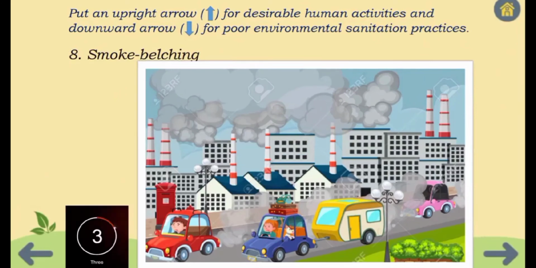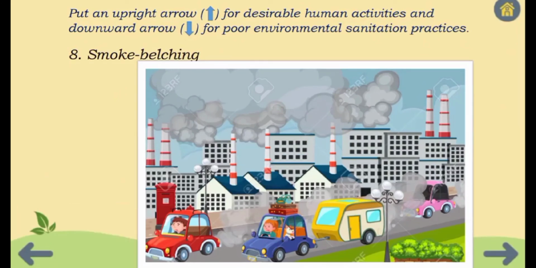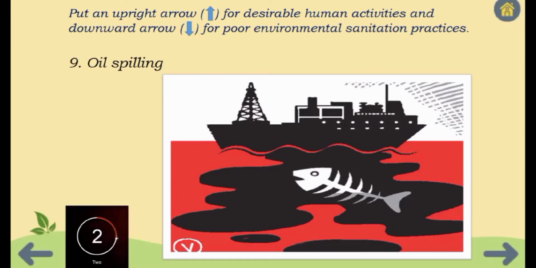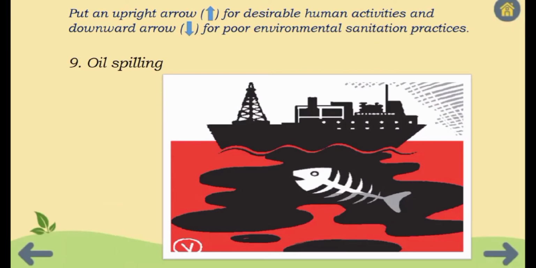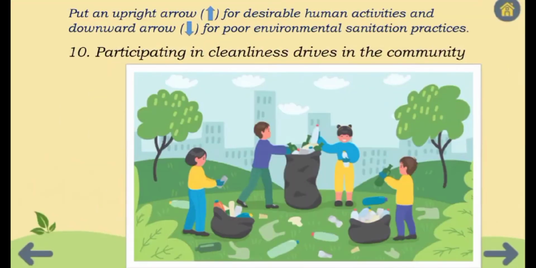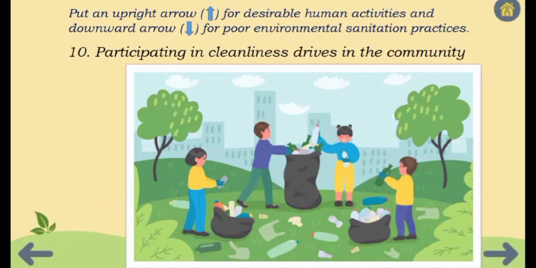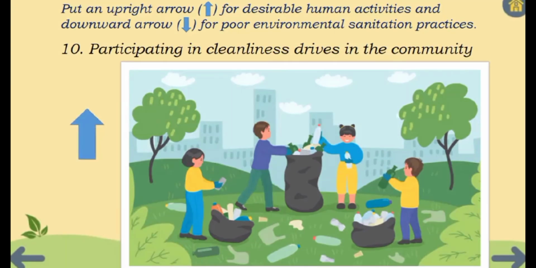Number 8. Smoke belching. And the answer is downward arrow. Number 9. Oil spilling. And the answer is downward arrow. Number 10. Participating in cleanliness drives in the community. And the answer is upright arrow.